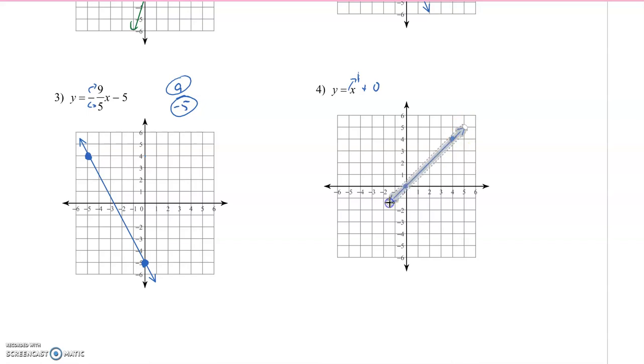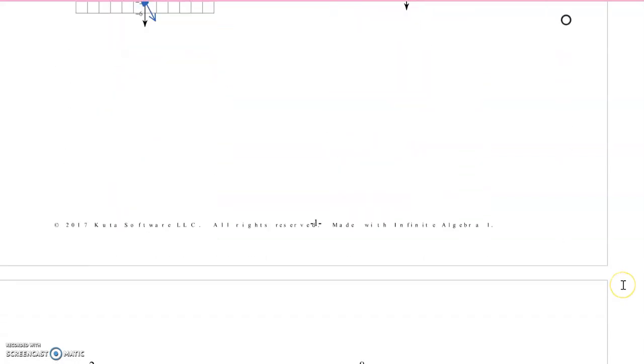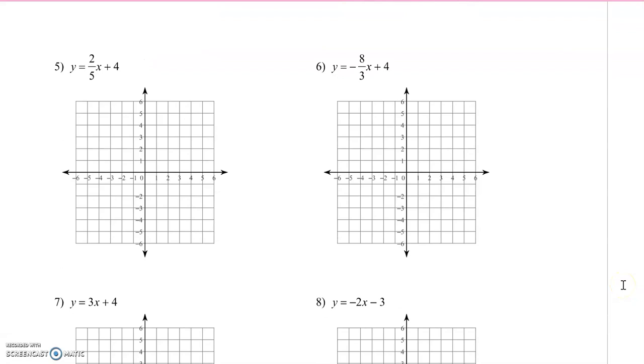And we can have something that looks like that. Okay. Next ones. All right, so scroll down. All right, so I got y equals 2 over 5x plus 4. Same type of thing. So my y-intercept is 4. So I'm going to go, there's my 4 right there. And then I got a slope of 2 over 5, and that should fit.